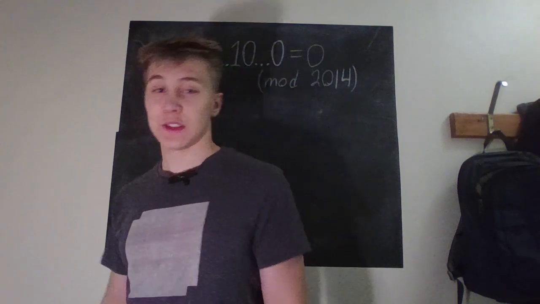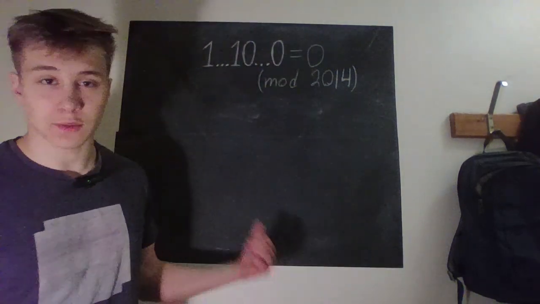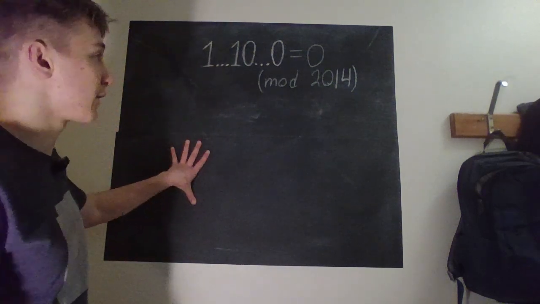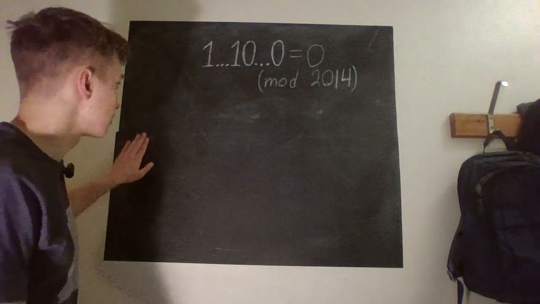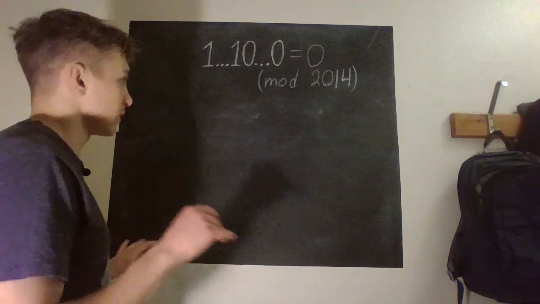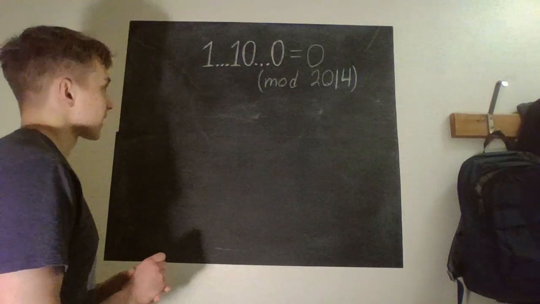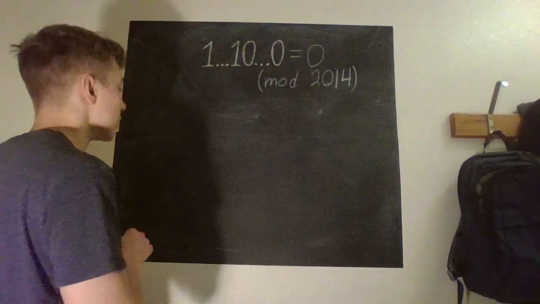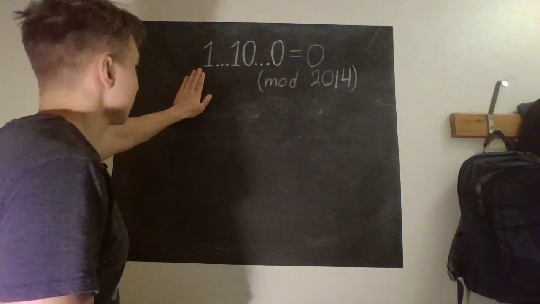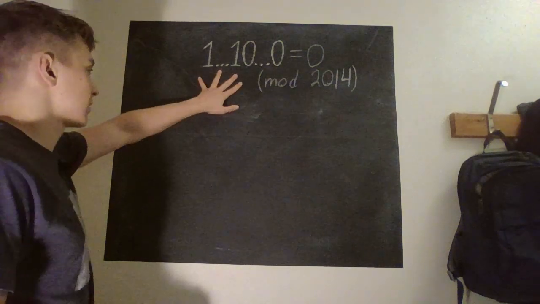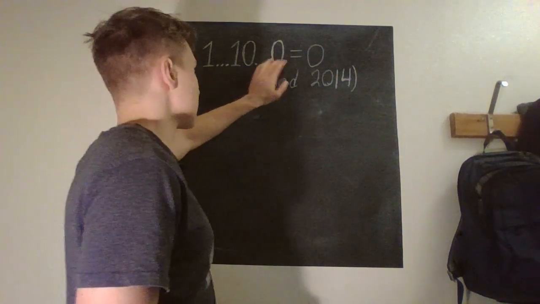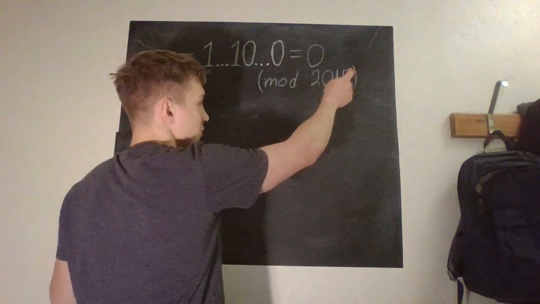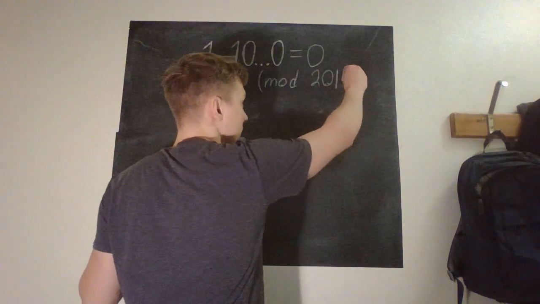So guys, today we got a very interesting problem actually, and a new concept that I haven't talked about yet. So first I'll introduce the problem. Prove that there is a number on the form 1, a bunch of ones, and then a bunch of zeros that is divisible by 2014.